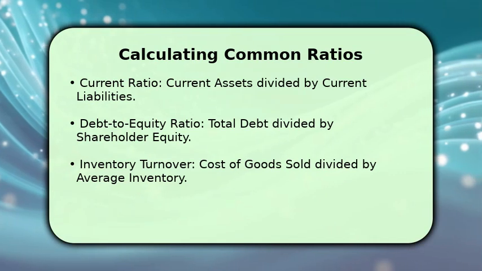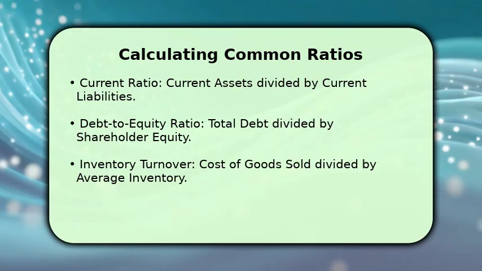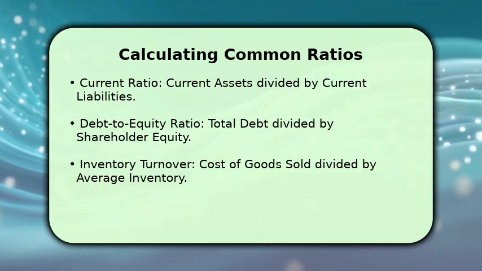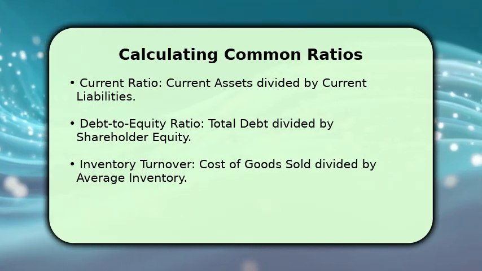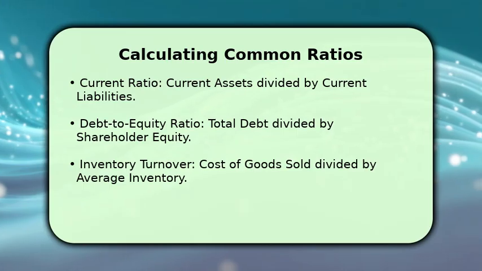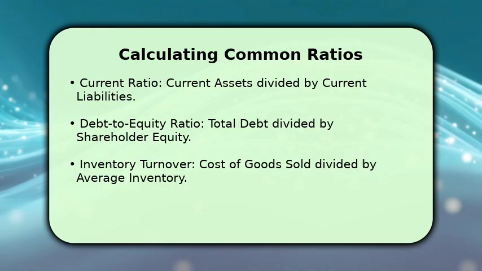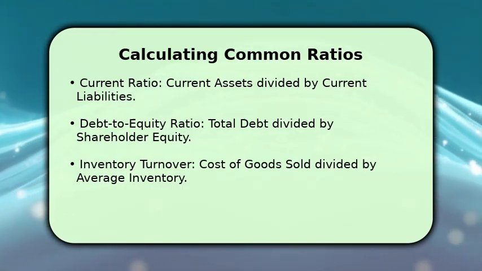Now, let's look at calculating some common ratios. For the current ratio, you simply divide current assets by current liabilities. The debt-to-equity ratio is found by dividing total debt by shareholder equity. To get inventory turnover, divide cost of goods sold by average inventory. And for gross profit margin, divide gross profit by revenue, then multiply by 100 to express it as a percentage.